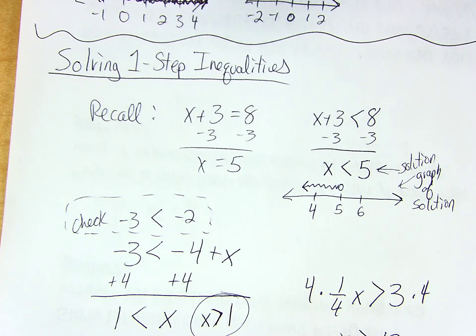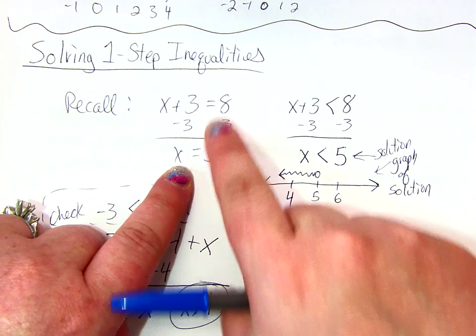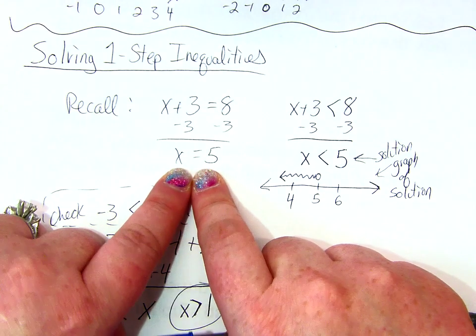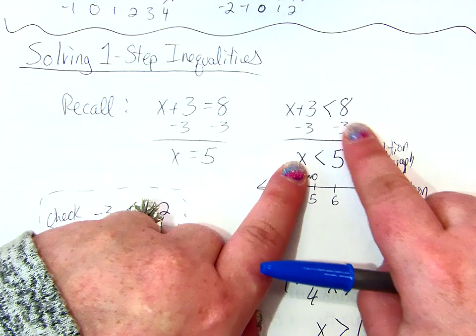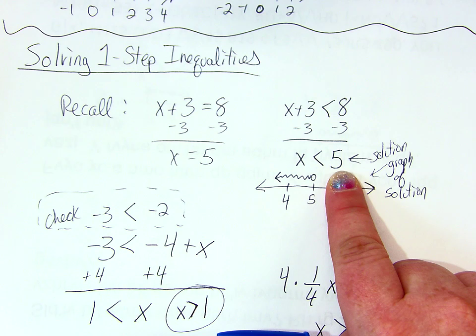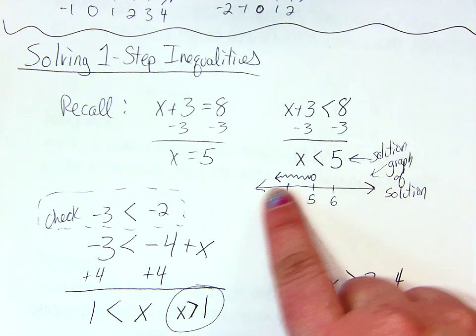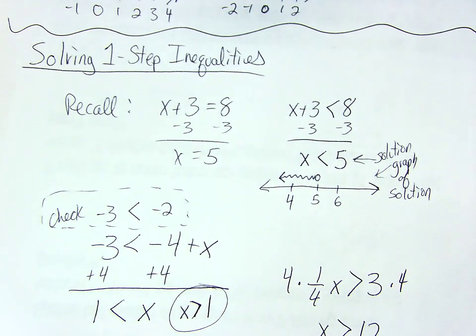So just to recap, solving one-step inequalities, you do everything the exact same way you would if it were an equation. Normally you would minus by 3. So I do the same thing here, even though it's an inequality. I just keep the same symbol, okay? And then once I have it, I can go ahead and graph it. So there's my solution and the graph of the solution, okay?